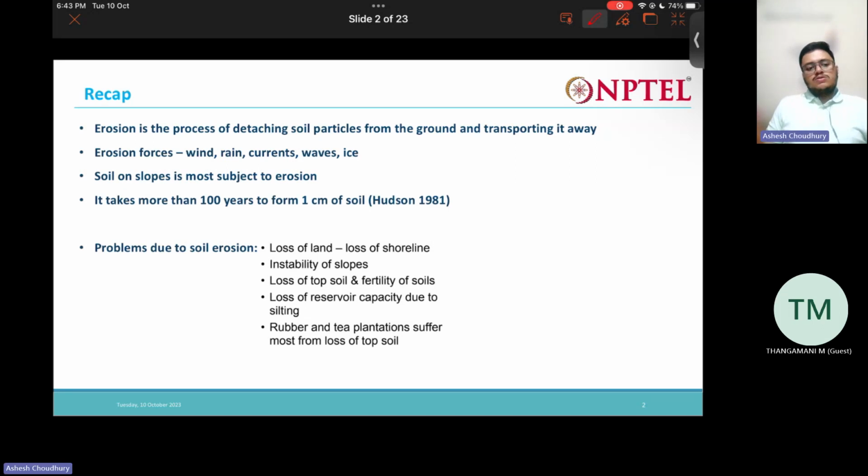As I said, soil on slopes is most subject to erosion. And as we know, it takes more than 100 years to form 1 centimeter of soil naturally. So we have to protect the soil.